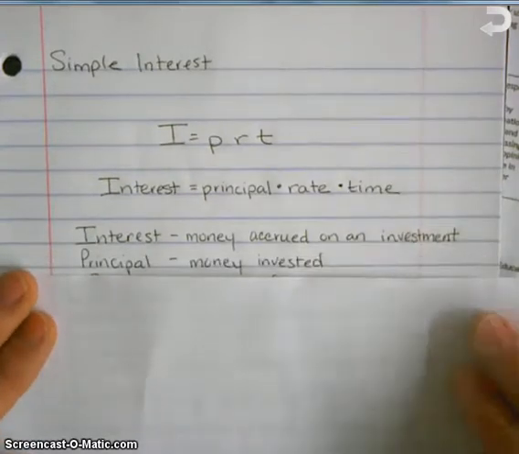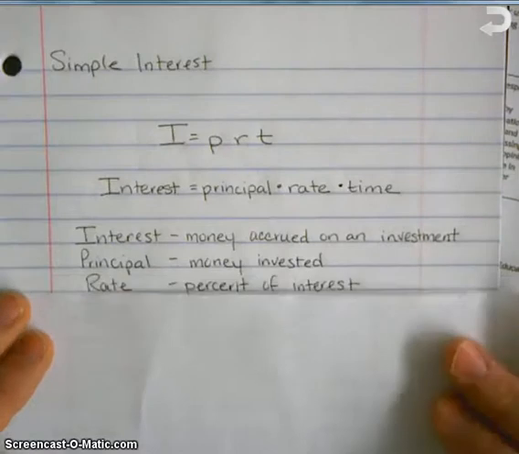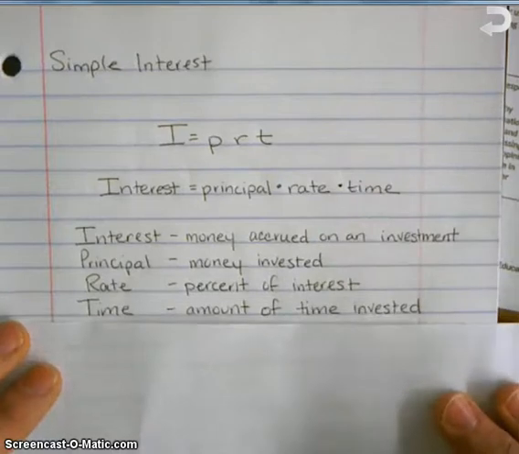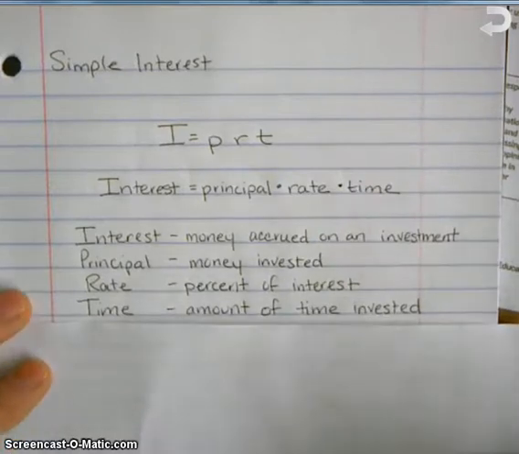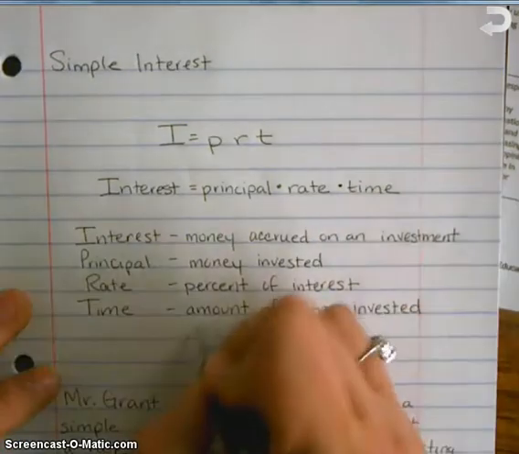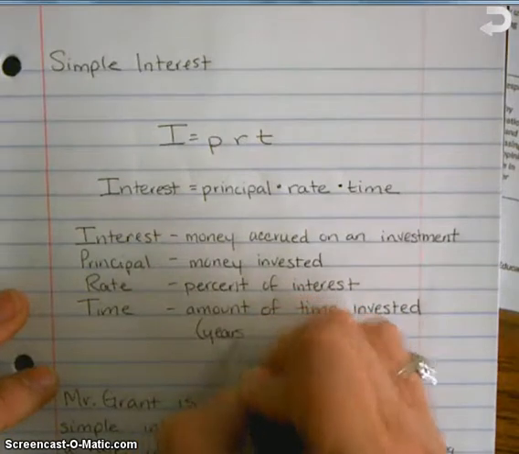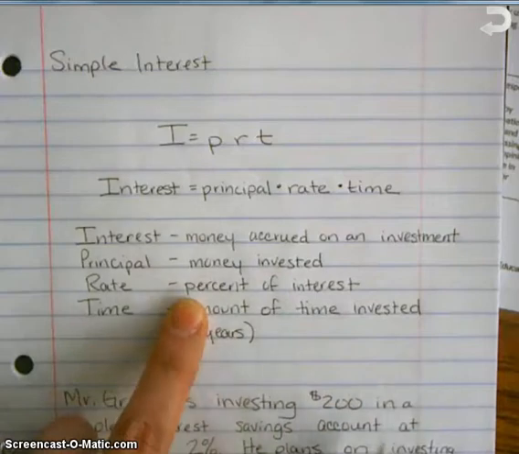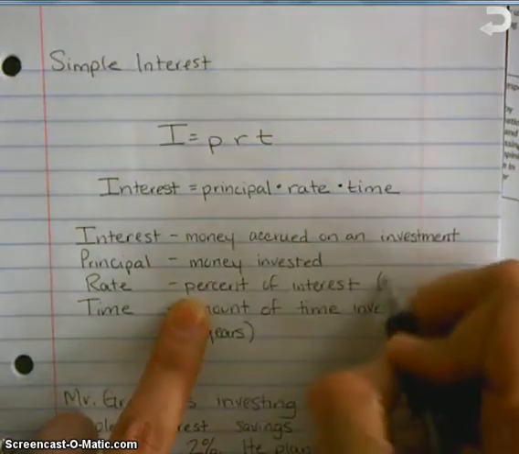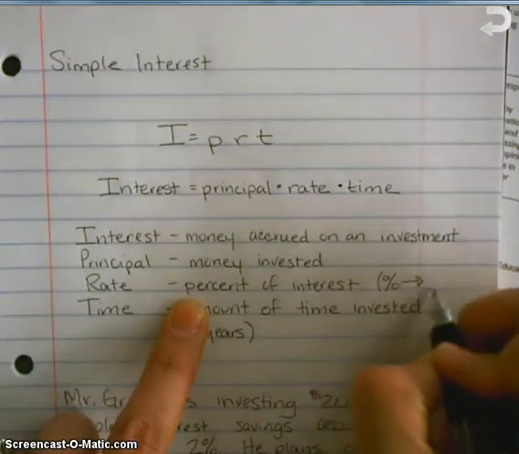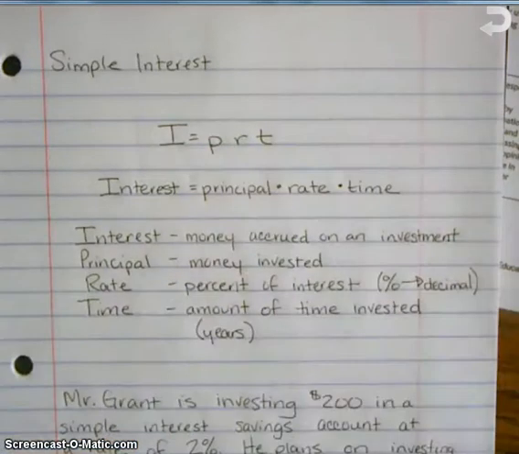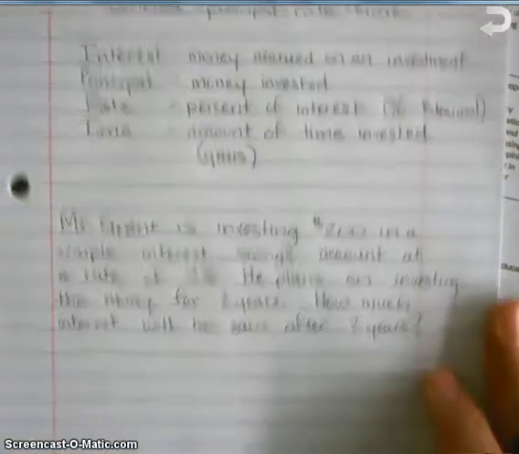Principal is the initial amount of money that is invested. The rate is usually a percent. It's a percent of interest that you are going to earn or owe. And time is the amount of time invested. And time should always be notated in terms of years. So a rate is going to start out as a percent, but in order to use it in our formula, we have to change the percent to a decimal, because we are not allowed to multiply a percent. We have to change it to a decimal in order to multiply. So we're going to do a practice problem.